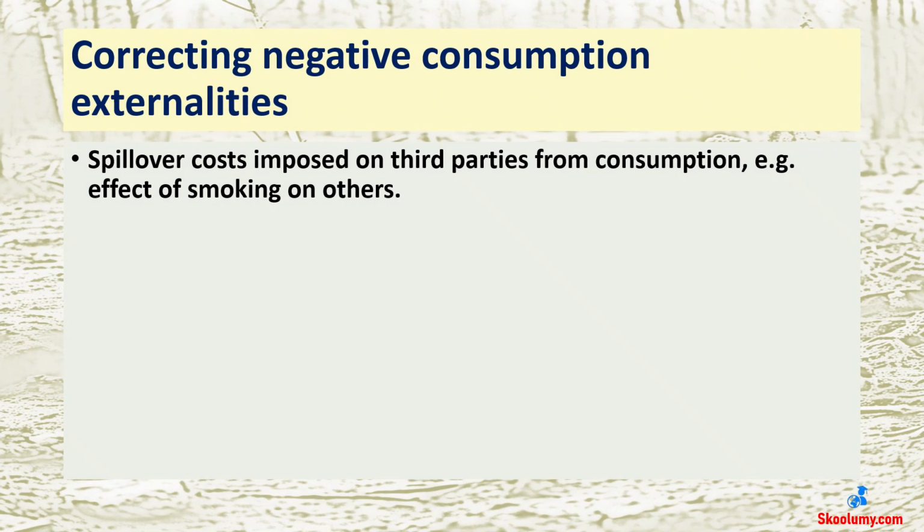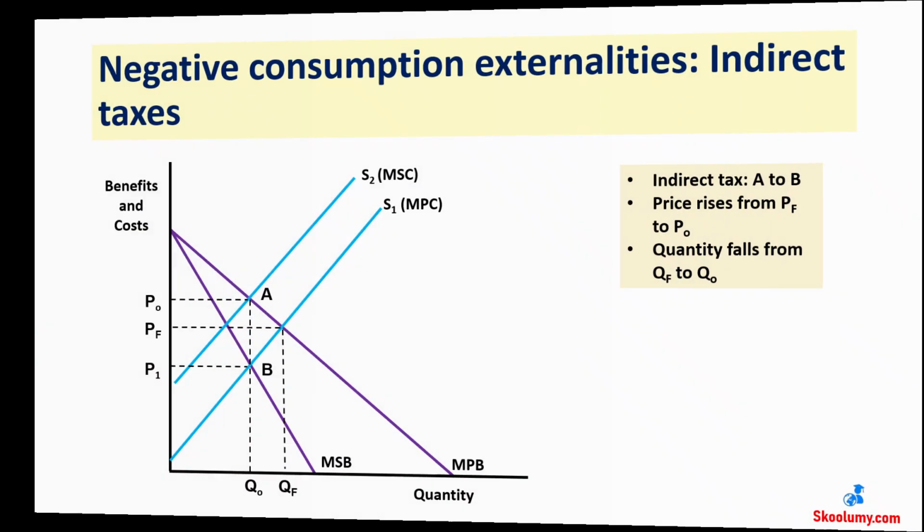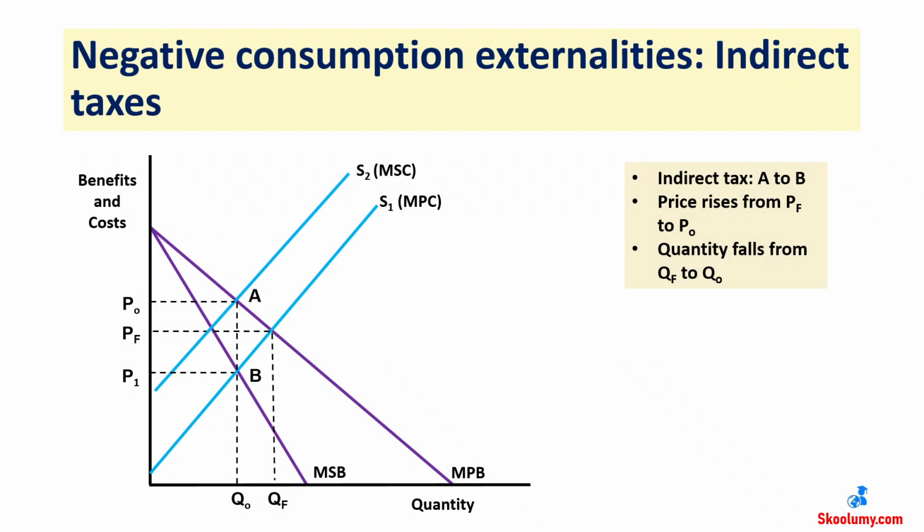Correcting negative consumption externalities. These are spillover costs imposed on third parties from consumption, e.g., effect of smoking on others. Negative consumption externalities, indirect taxes. MSB is below MPB because of negative consumption externalities. The market equilibrium occurs where MPB and MPC are equal.